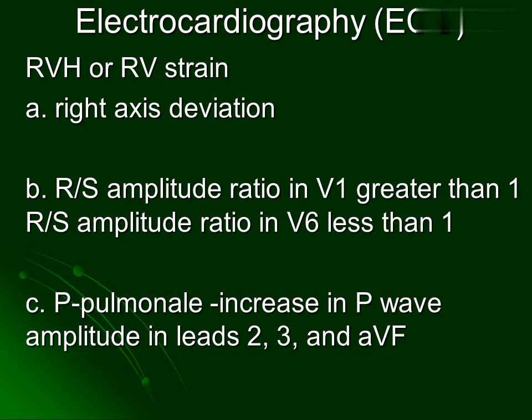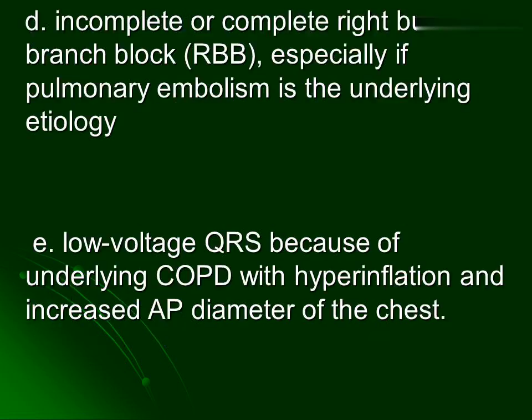Electrocardiography, ECG, and cor pulmonale: RVH or RV strain. A. Right axis deviation. B. RS amplitude ratio in V1 greater than 1, RS amplitude ratio in V6 less than 1. C. P pulmonale: increase in P wave amplitude in leads 2, 3, and aVF. D. Incomplete or complete right bundle branch block, RBBB, especially if pulmonary embolism is the underlying etiology. E. Low voltage QRS because of underlying COPD with hyperinflation and increased AP diameter of the chest.